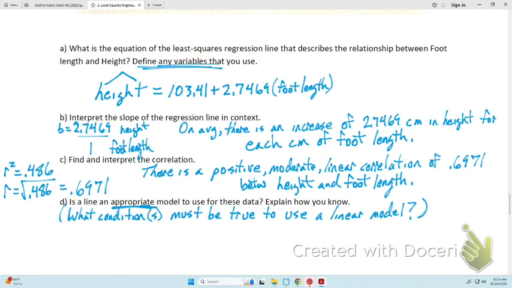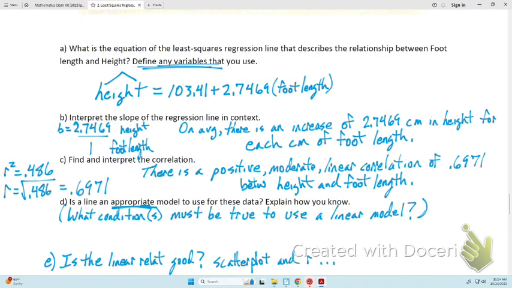I see that this is a different question. Is the linear relationship good? That's a different question. That's when you look at like the scatter plot and you look at R and talk about how strong they are. So that's a different question.